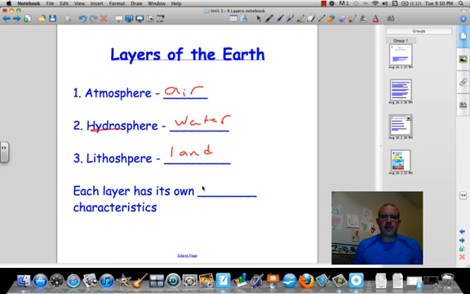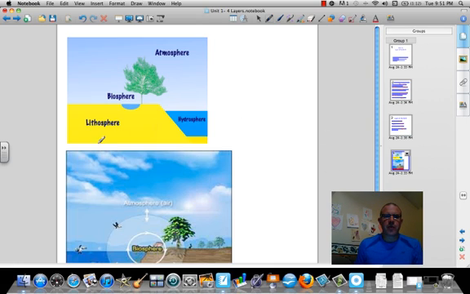So each layer has its own special, or you could say unique, characteristics. The atmosphere, we talked a little bit about those characteristics. The hydrosphere has some unique characteristics. The lithosphere has its own unique characteristics. So 2 quick little images. We can see here that we have the atmosphere being our air up here. We have the hydrosphere being the water. We have the lithosphere being the land.